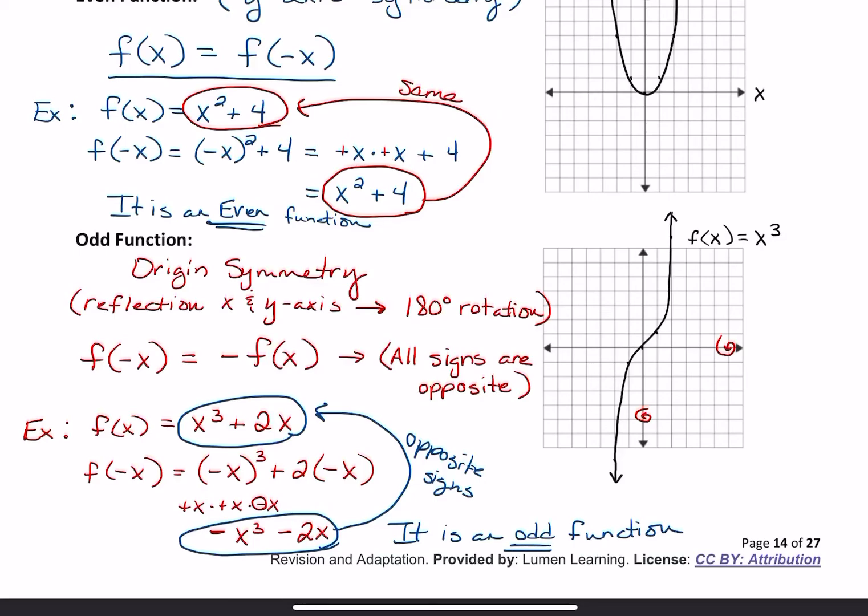So if you plug in a negative x and it gives you the same function, you're even. If it gives you opposite signs on every term, it's an odd function.